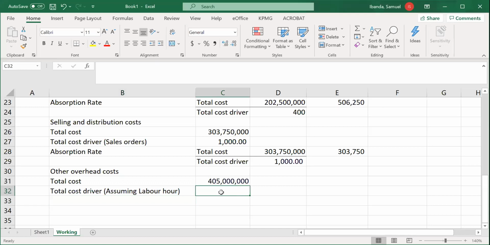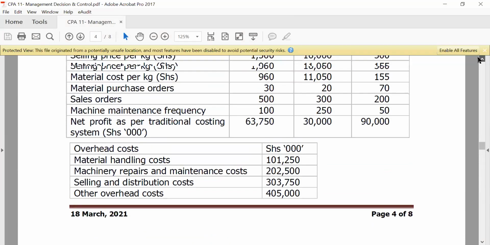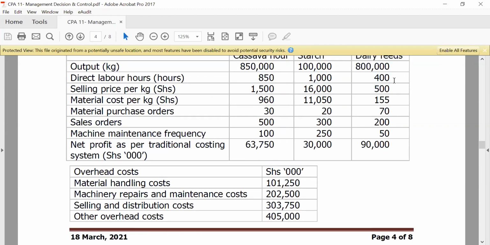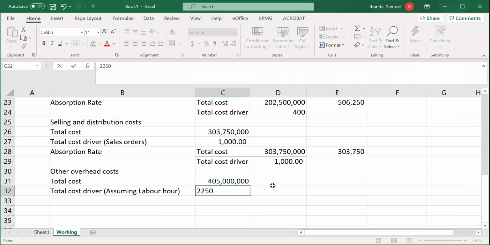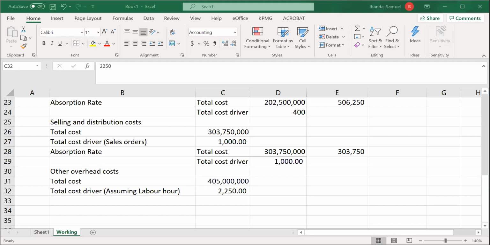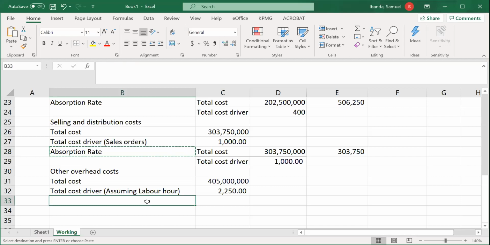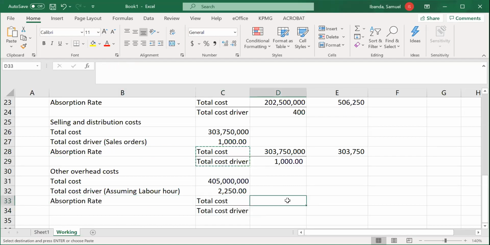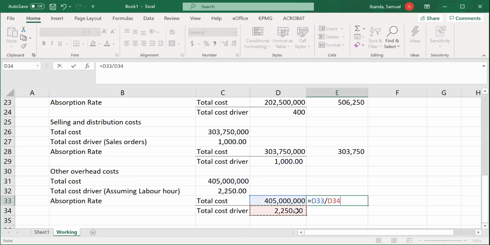So total cost driver, I'll go and add what I have here. So when I look at the total of my labor hours, it is 1,000 plus 1,400 plus 850, that gives us 2,250. I think so. I think it gives us 2,250. Just in case it gives us a different value, then you can be able to tell us right there, but I think that could be mathematically right. So we can get our absorption rate, which is this value divided by this, gives us that value.